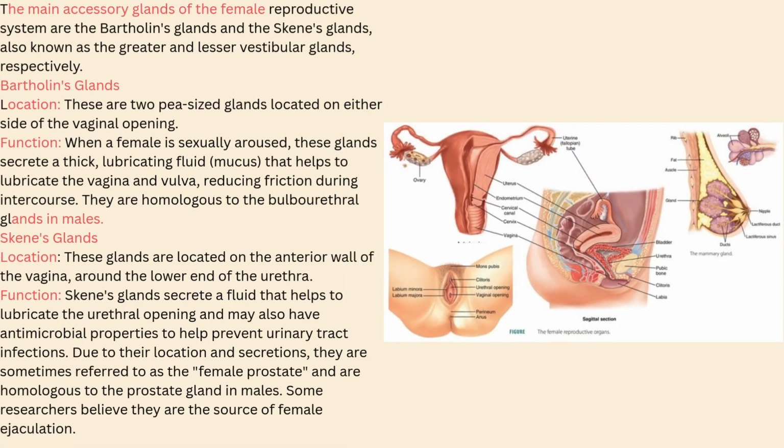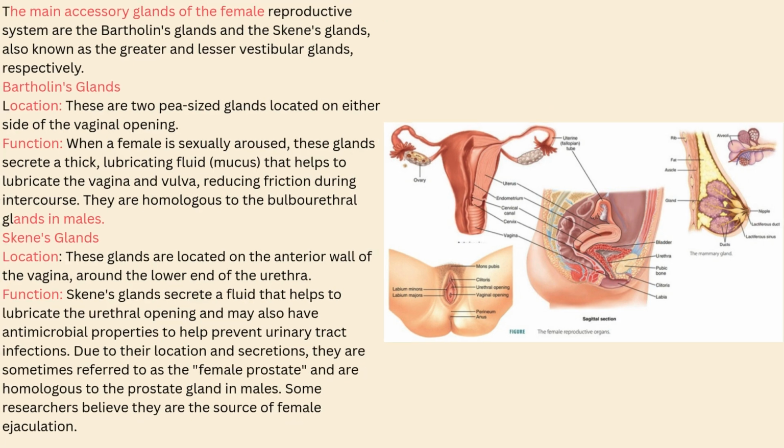Now we'll see here the main accessory gland of a female body. Okay, the accessory gland, also called vestibular gland or Bartholin's gland. It is a pair of glands homologous to the bulbourethral or Cowper's gland of a male. They open into the vestibule and release a lubricating fluid.